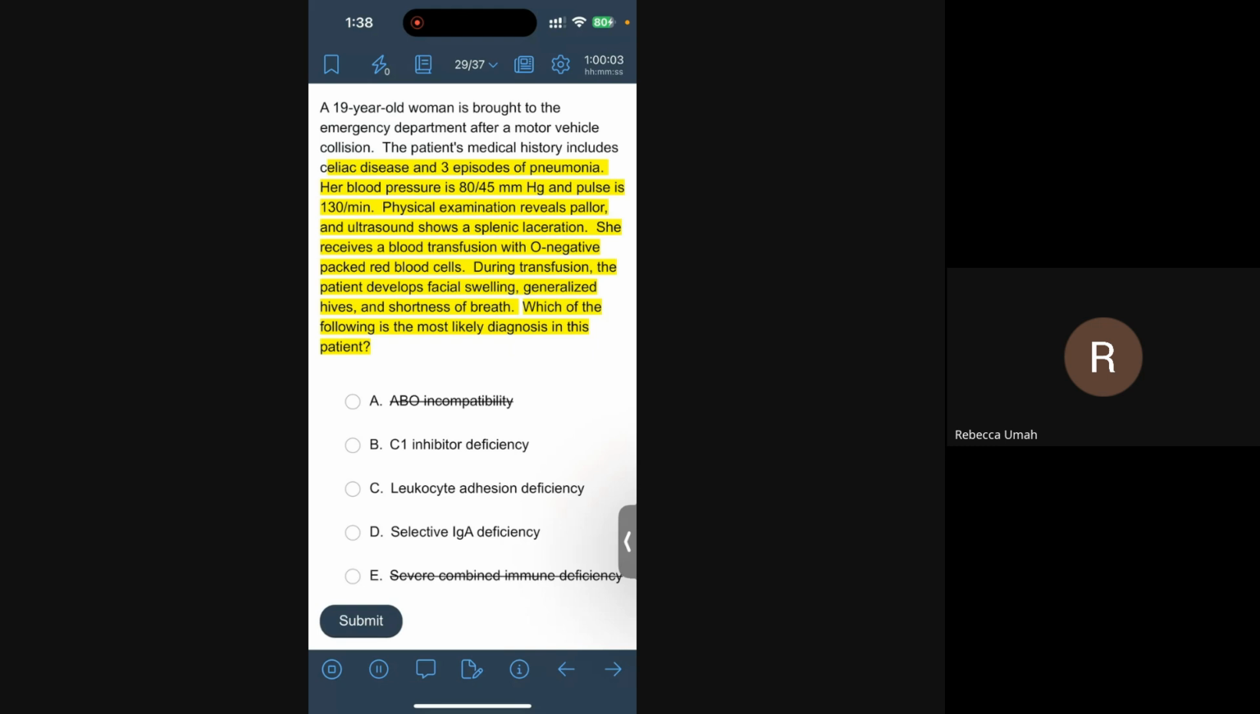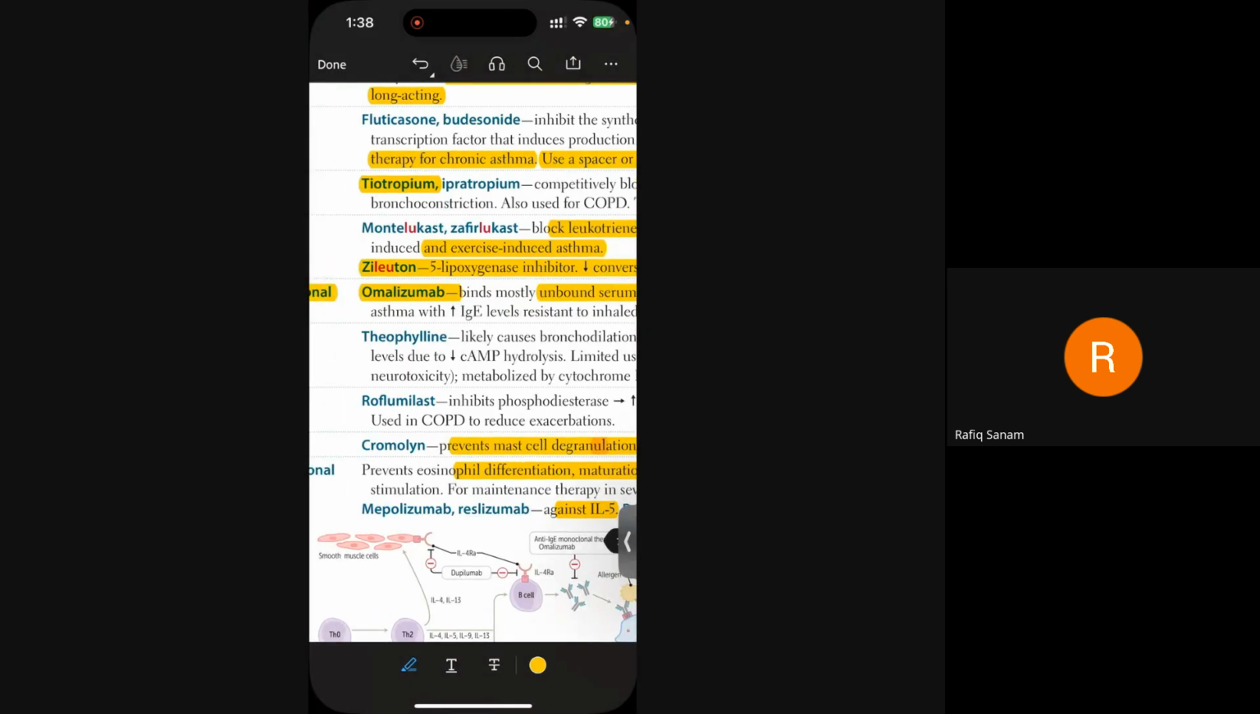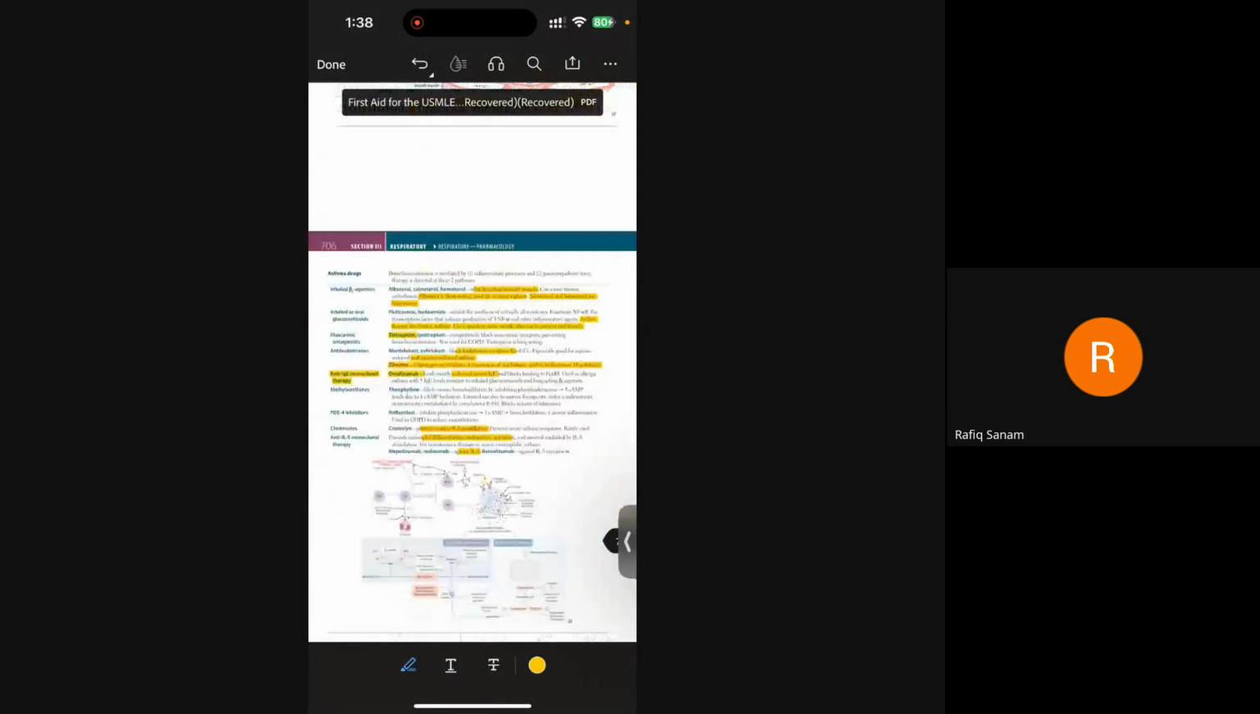Do you think C1 inhibitor deficiency is the answer? No. C1 inhibitor deficiency causes hereditary angioedema. We can see it is not related to angioedema. We are clearly seeing that the patient has infections, there is celiac disease, and there is a response to blood transfusion. So it is either C or D.